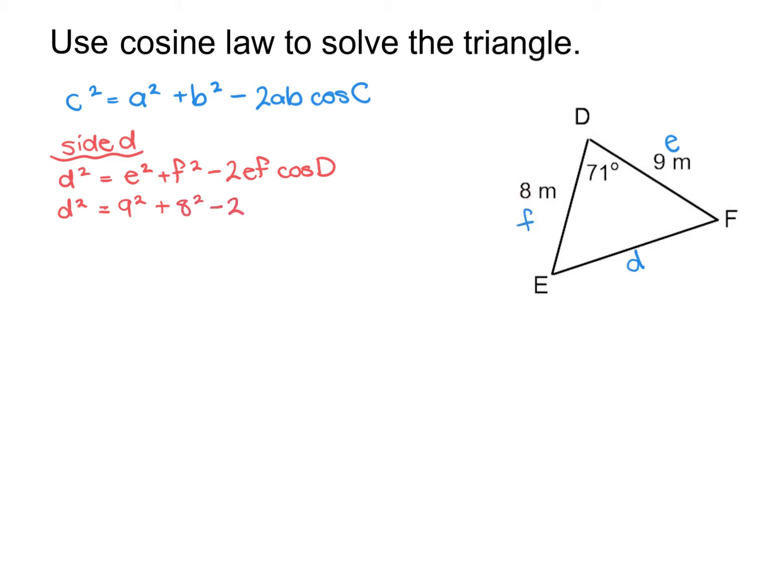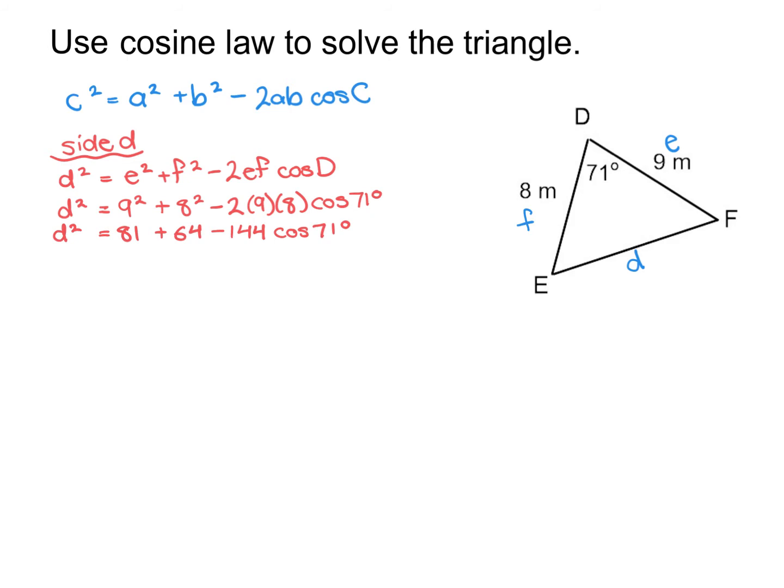Minus 2 times E, well E is 9, times F, which is 8, times cos of angle D. Well, angle D is right here, and that happens to be 71 degrees. So I'm going to write 71 degrees. Okay, so now let's calculate further. I'm going to leave the D squared as it is. 9 squared is 81. 8 squared is 64. Minus, now let's multiply that out. That comes to 144 times cos of 71 degrees.